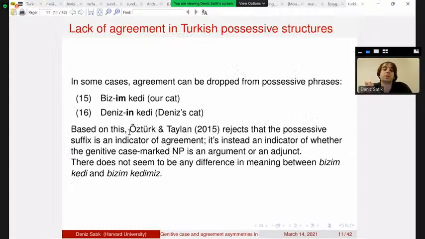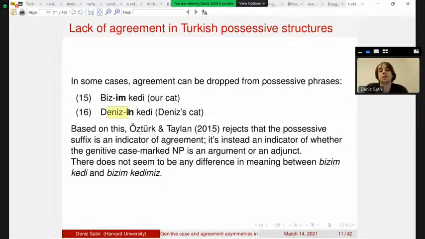And there's a third type in which agreement can sometimes be dropped from these genitive possessive structures, so bizim kedi or Deniz'in kedi. Based on this, Öztürk and Taylan, 2015, reject that the possessive suffix is an indicator of agreement. It's instead an indicator of whether the genitive case marked NP is an argument or an adjunct. So what they're saying is that in Deniz'in kedi, the possessor is in fact an adjunct, not an argument. So far, so good, because there doesn't seem to be any difference in meaning between bizim kedi and bizim kedimiz.